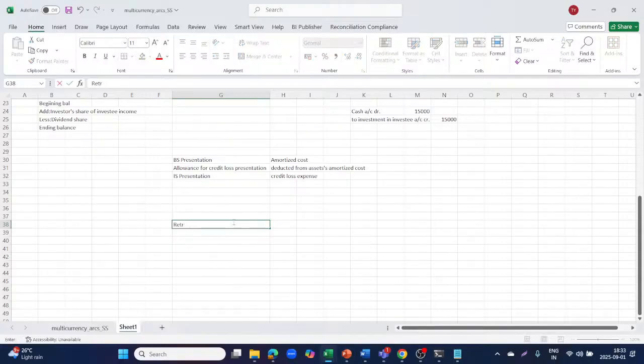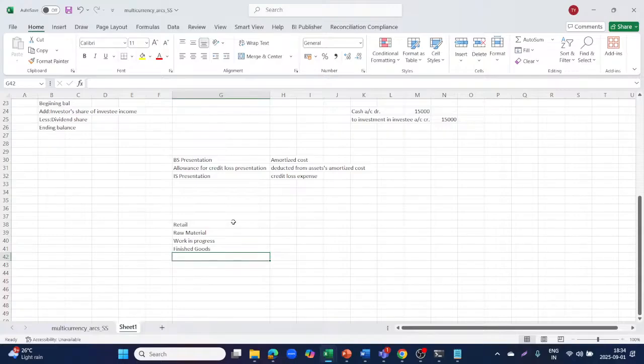First, it is retail. Second, it is raw material. Third, it will be work in progress. Fourth, it will be finished goods. Now, what is seller's inventory?